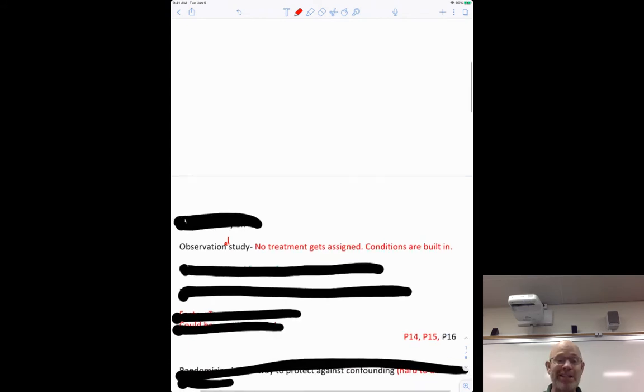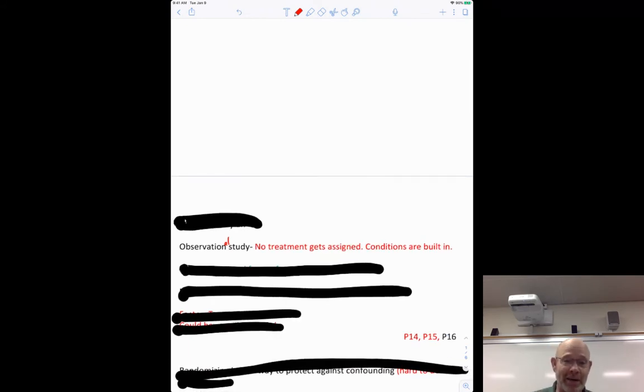An observational study is when you use pre-existing groups. So we just say no treatment gets assigned. So in an experiment, you give something to someone. You take people and you say, here, you do this. Here, you do this. Here, you do that. In an observational study, that's already being done. So the conditions are already built in.